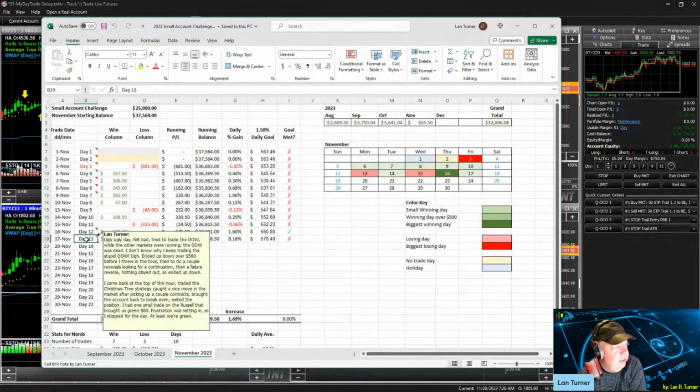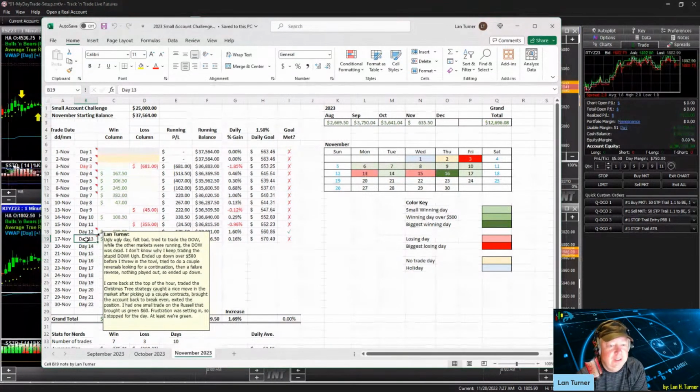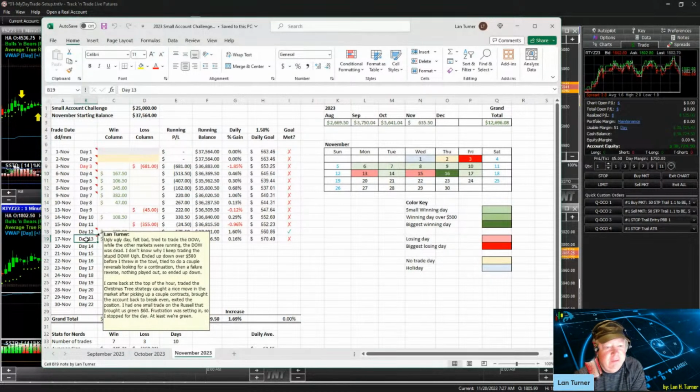This is my notes that I put up there for Friday, and it was a bad day, right? Ugly, ugly, ugly day. Felt bad. Tried to trade the Dow while the other markets were running. The Dow was dead. I don't know why I keep trading the stupid Dow. Ended up down over $500 before I threw in the towel. Tried to do a couple reversals looking for a continuation, then a failure reversal.